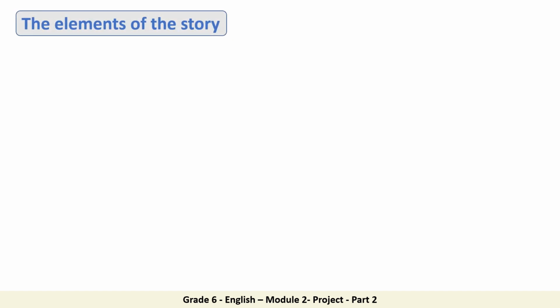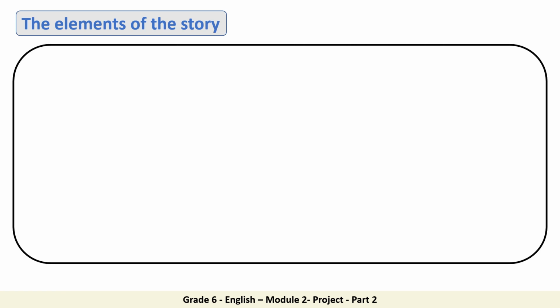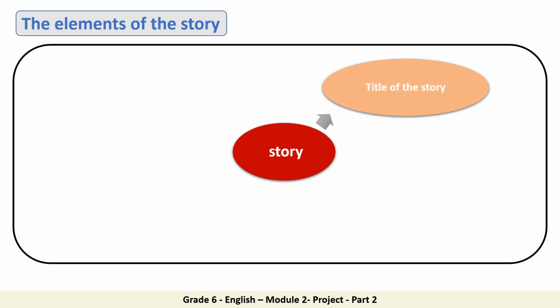In the previous lesson, we learned the elements of the story. We had a view about it. Now today, let's revise the elements of the story together. Okay, a story starts with the title of the story. Next, we have the setting, time and place. The time shows when the story happened and the place where the story happened.